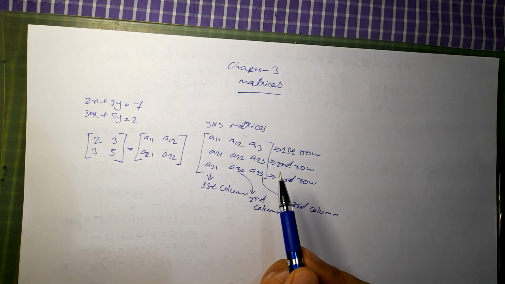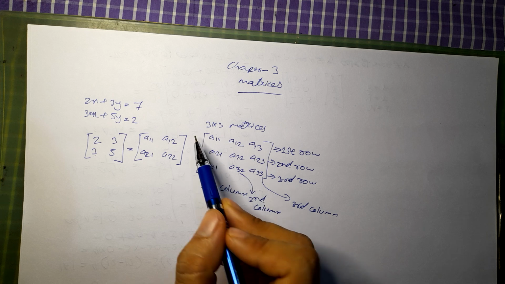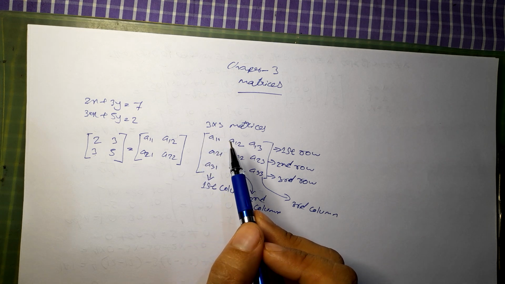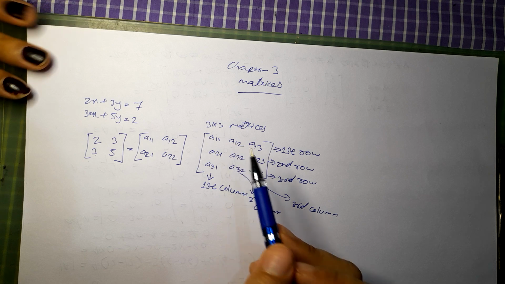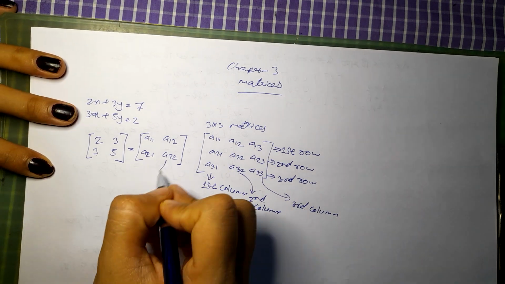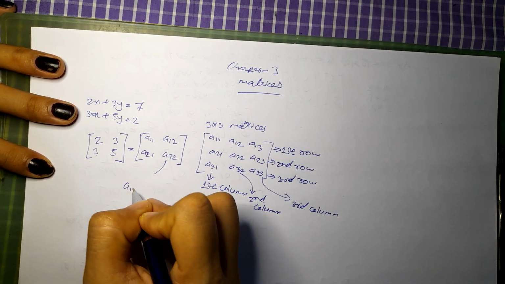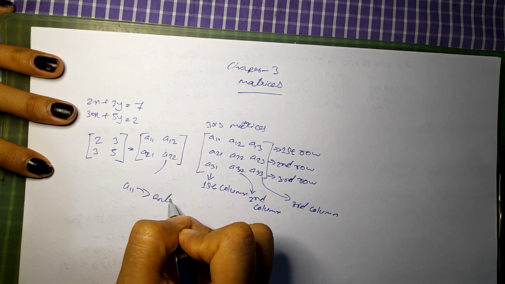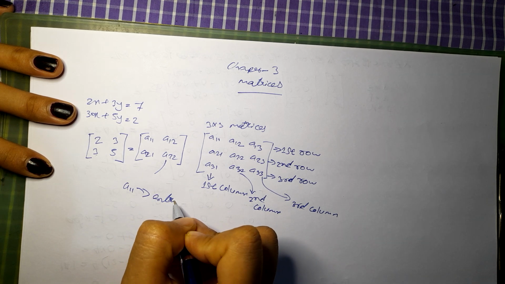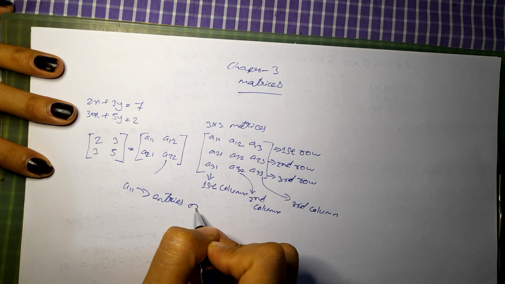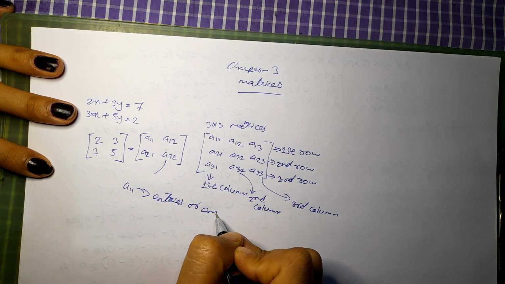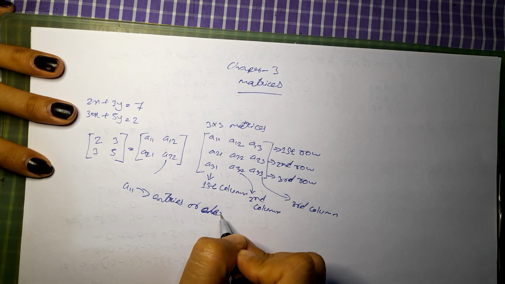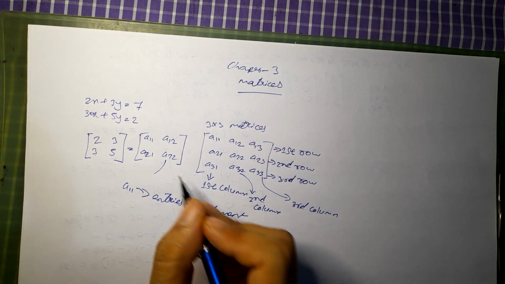We have to remember the position in the matrix. Inside this matrix, we call these either entries or elements. We call the single one, that is A11, either an entry or an element of a matrix. So this is the matrix.